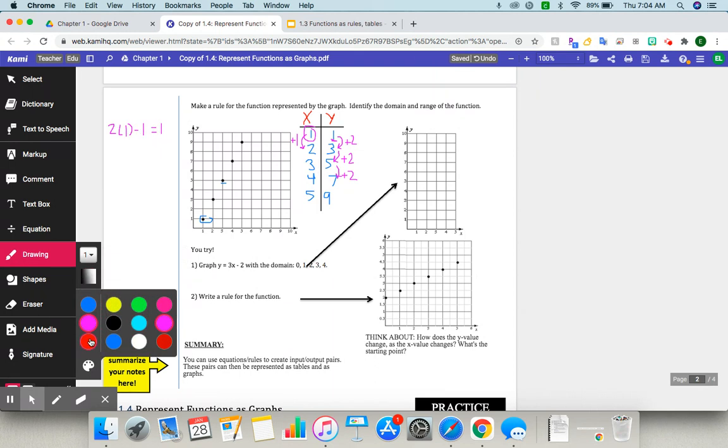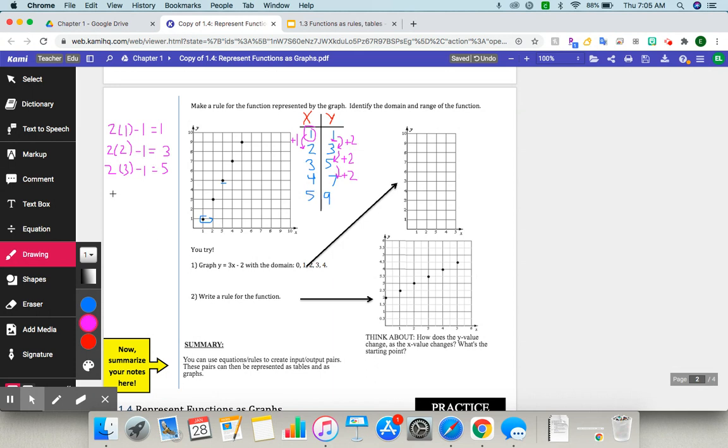Now, we do have to confirm that this always works. So when my input is 2, multiply that by 2 and then subtract 1, I get an output of 3. Okay, that works. When my input is 3, if I multiply that by 2 and subtract 1, my output is 5. That works as well. And then we can also see that it works for these last two pairs. 4 times 2 minus 1 is 7. 5 times 2 minus 1 is 9.